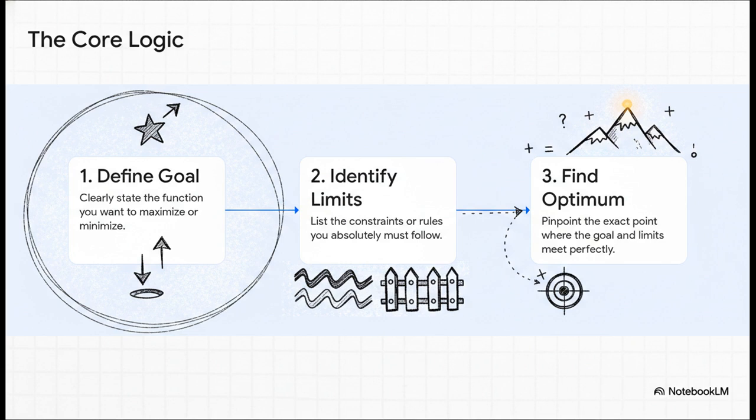Now, step 3, this is where the magic really happens. We don't just sort of guess and check to find the optimum. No, we build a new function, and this is important. It's called the Lagrangian. This new function cleverly combines our goal and our limit into one single equation. The optimal solution is then found by analyzing this new Lagrangian function.